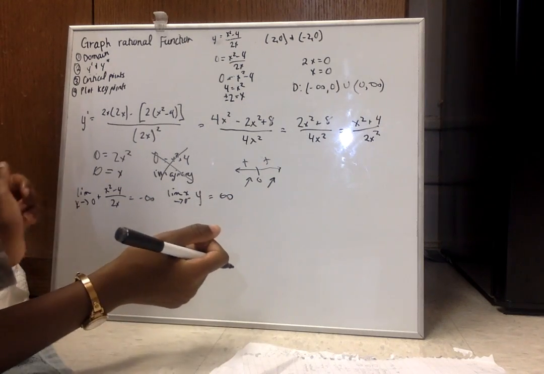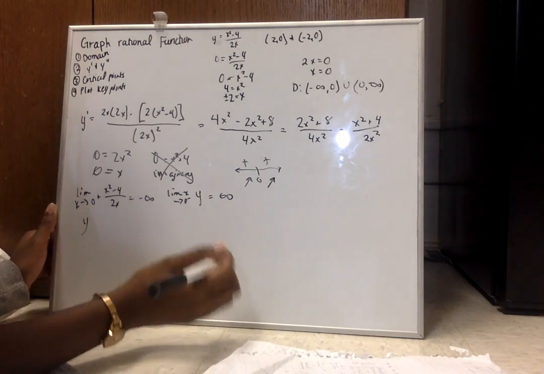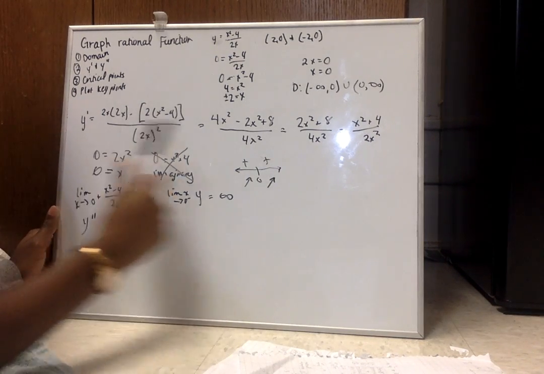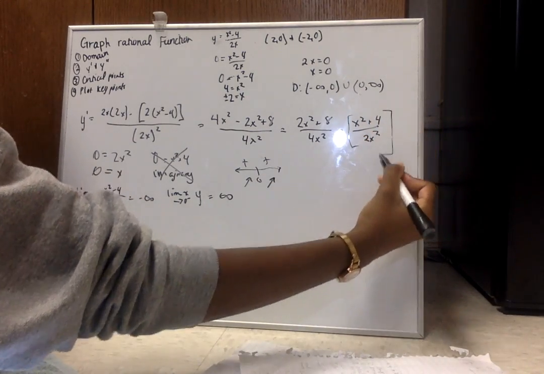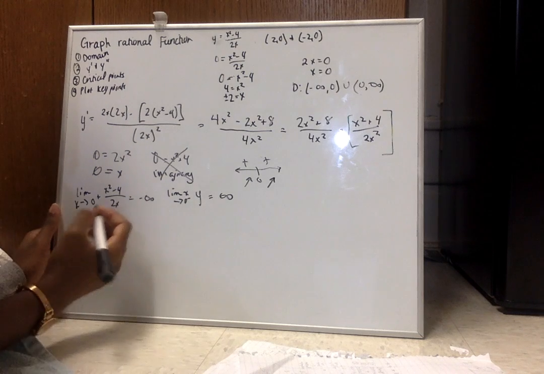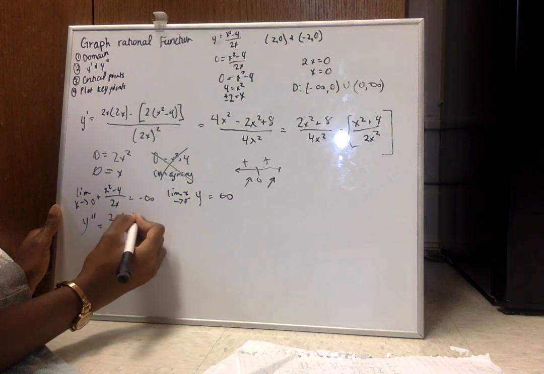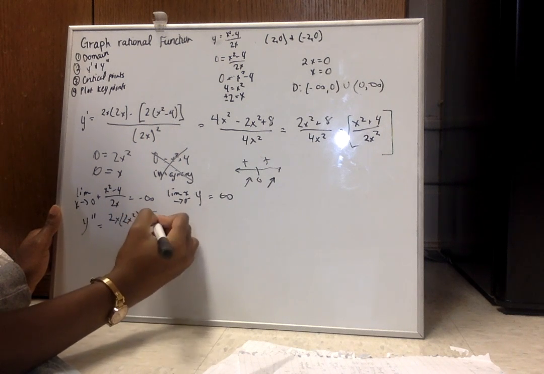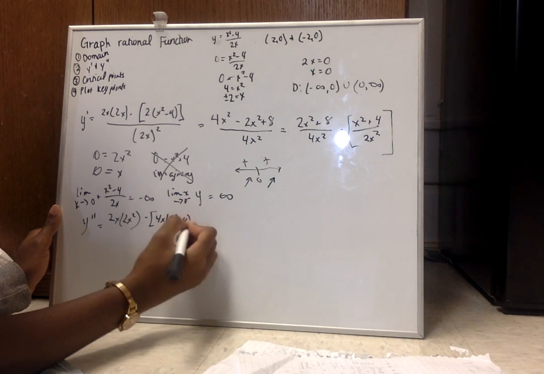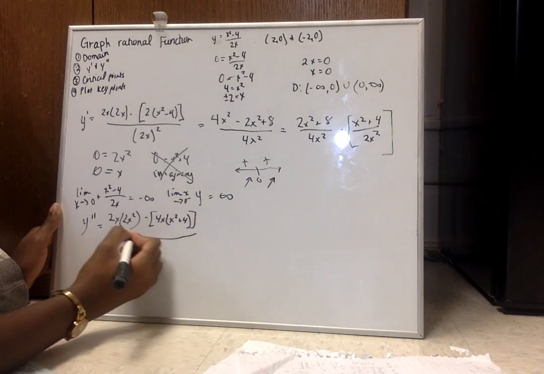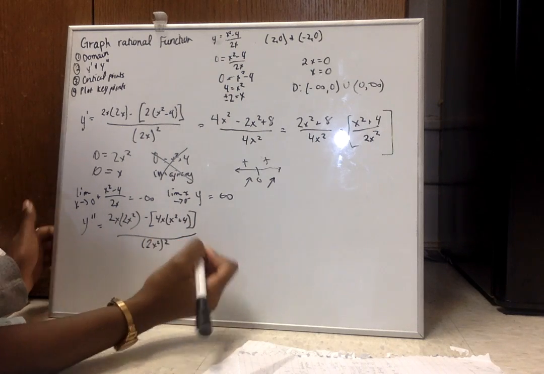So the last thing we have to find is where it's concave up, concave down. So we're going to take the second derivative. So here's our first derivative, and we're going to be taking the derivative of that. So this derivative is going to be equal to 2x times 2x squared minus 4x times (x squared plus 4), all over (2x squared) quantity squared.